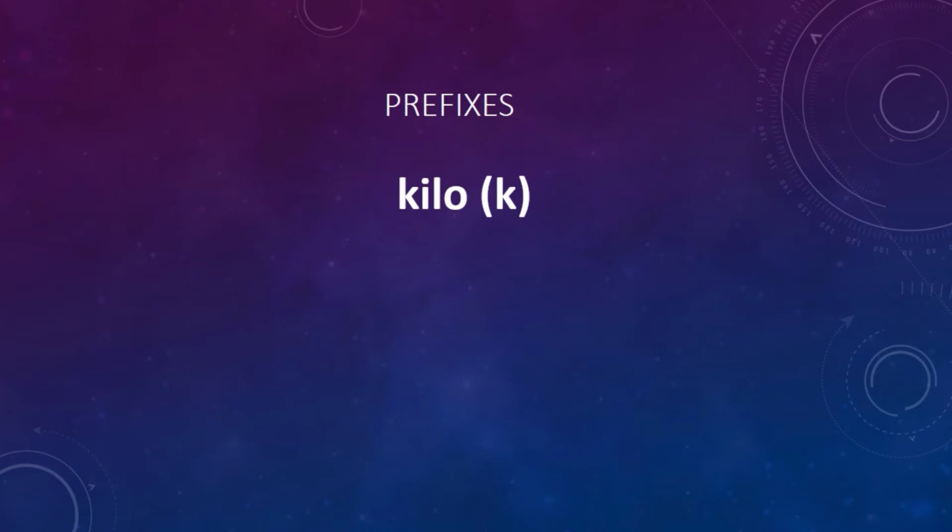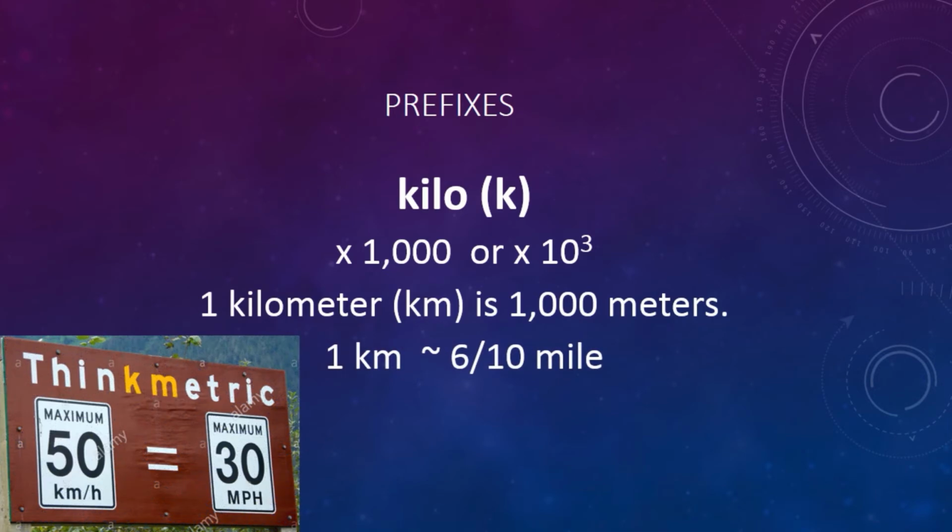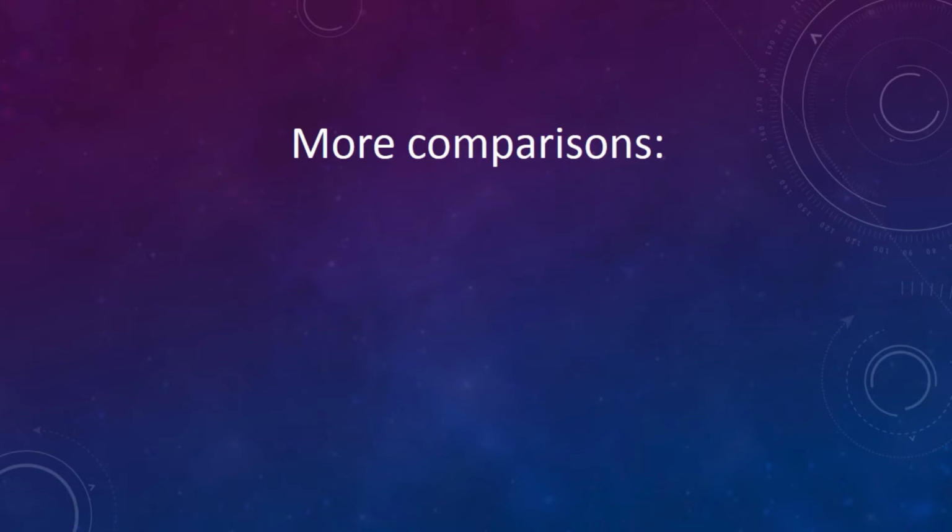The last prefix we will use in this course is kilo, which means times 1,000 or times 10 to the third. A kilometer is 1,000 meters, or about 6/10ths of a mile. There are many more prefixes, but these are the ones that we will use in this course.